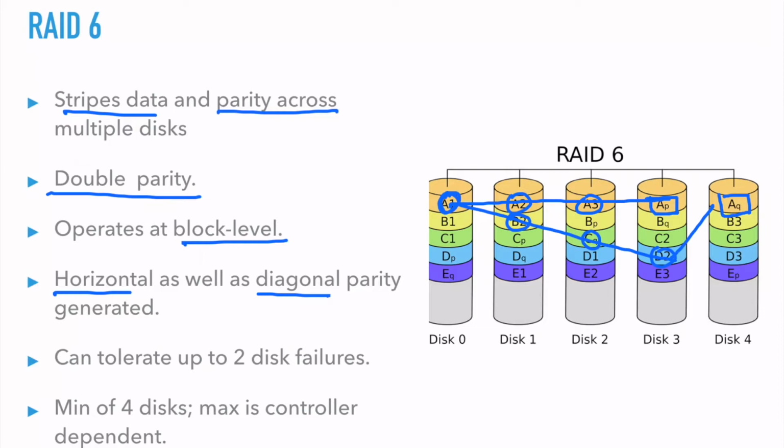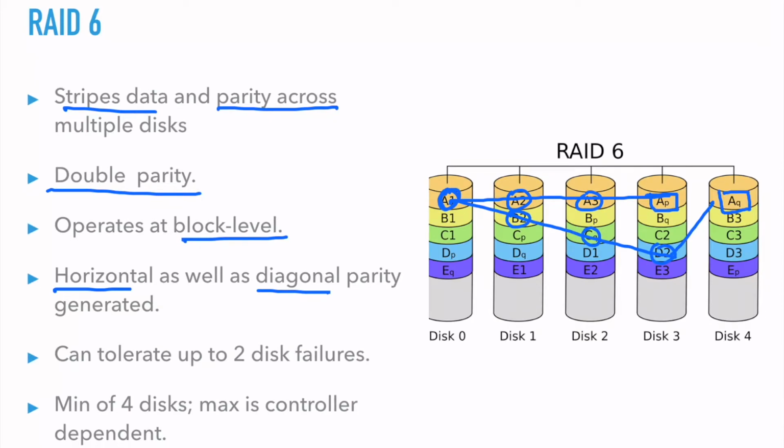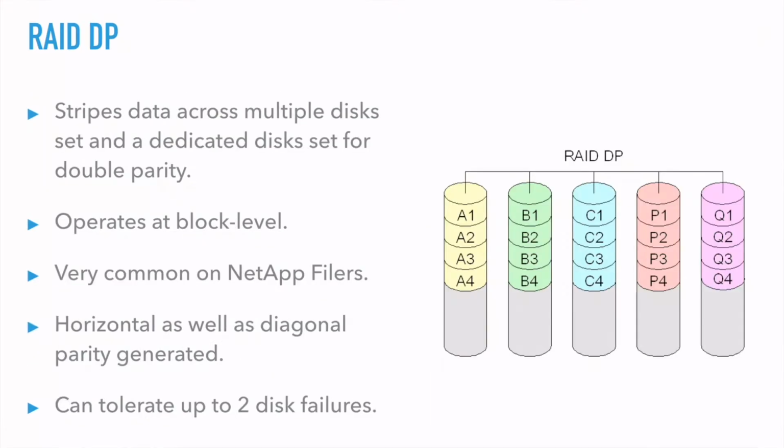So basically you've got horizontal parity and you have got diagonal parity being generated across. This gives an additional level of fault tolerance benefit to the RAID structure. It can tolerate up to 2 disk failures. It needs a minimum of 4 disks. Max is controller dependent. RAID DP is similar to RAID 6, but it uses dedicated disks for double parity. So it stripes data across multiple disks and it uses dedicated disks for double parity.